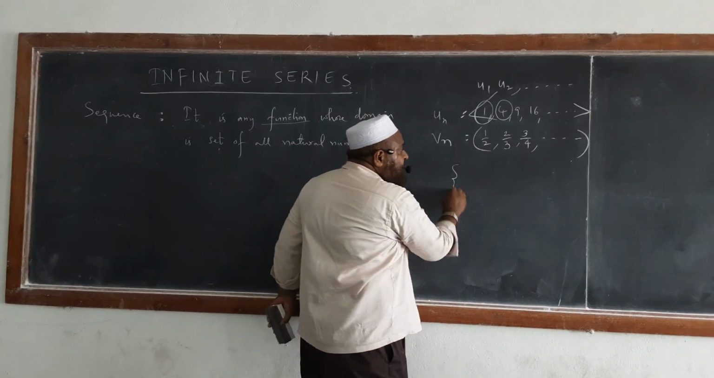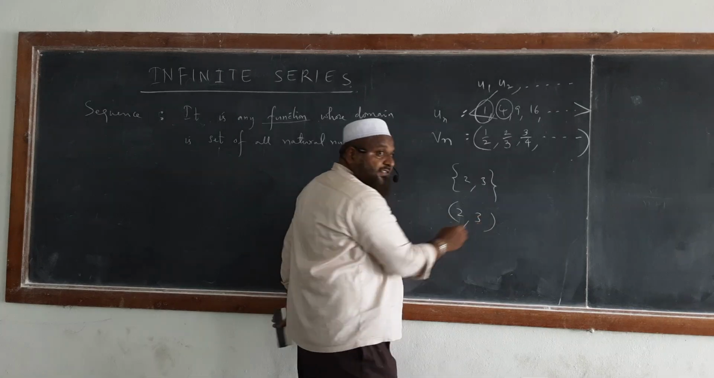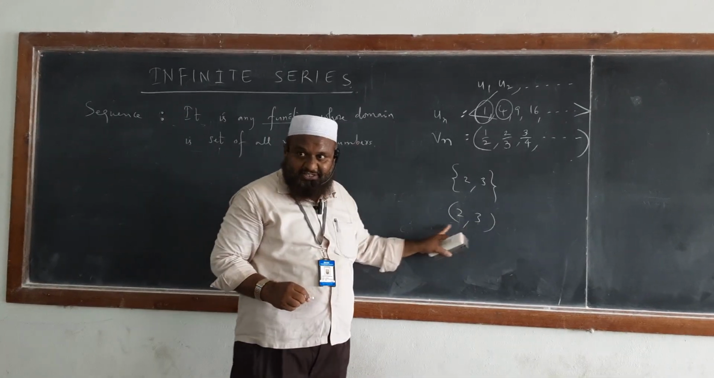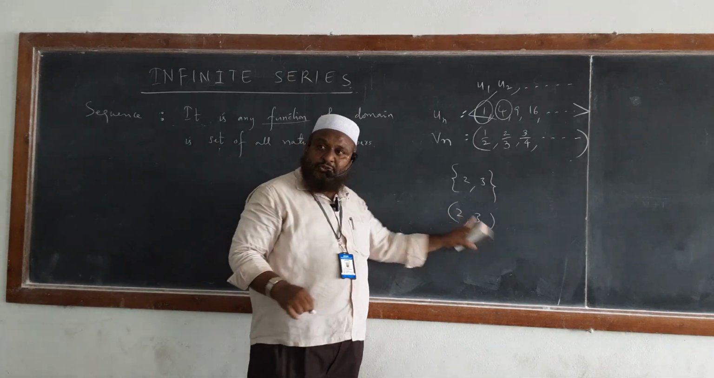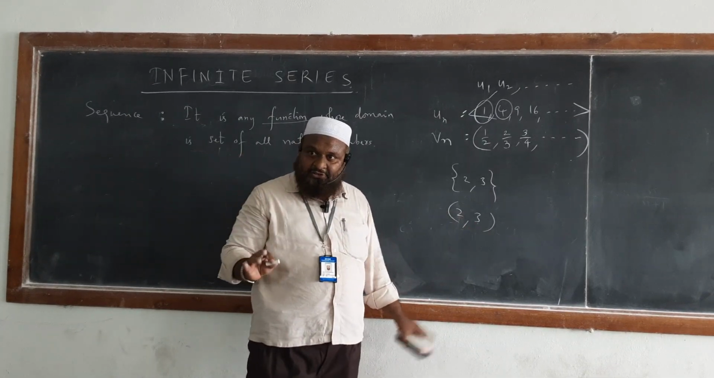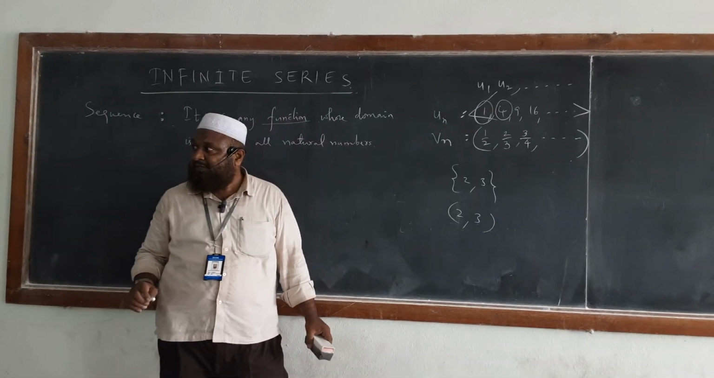Do you know, in the set notation we will write like this. In the ordered pair notation we write like this. Order is important. First 2, then 3. It is like a two-dimensional point. If you write 3 first, 2 next, that meaning will be different. So if you are using brackets like this, order is important.